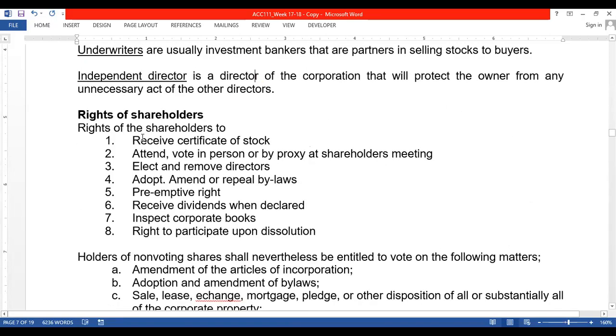Rights of a shareholder, syempre, they have the right to receive stocks, especially even getting new, fresh stocks, to attend, to vote in person or by proxy, elect and remove directors, adopt, amend, repeal the bylaws, so even the preemptive right. So in this case po, they have the right first to buy certain new shares before they are presented to the public. Sila ang unang makabili sa mga shares before i-present sa public. So tawag dyan is preemptive right.